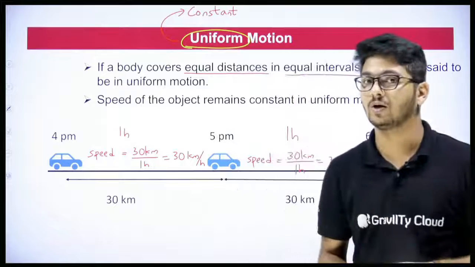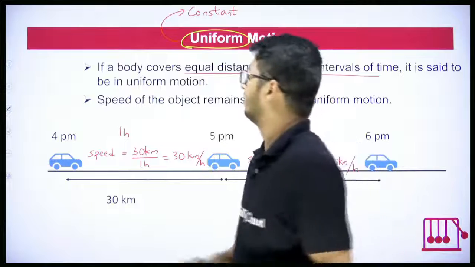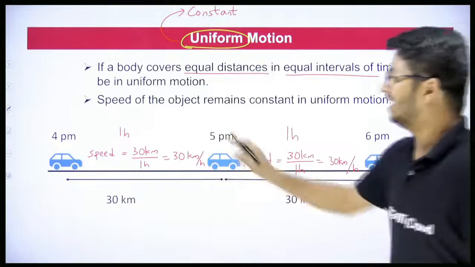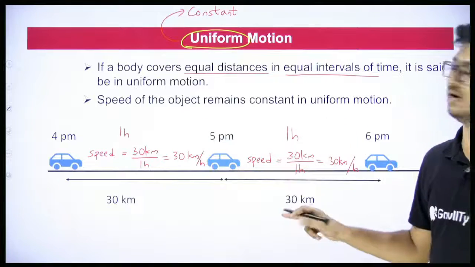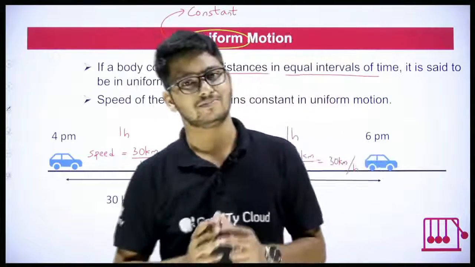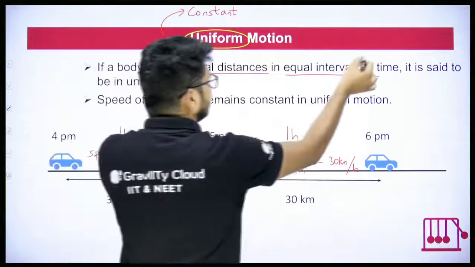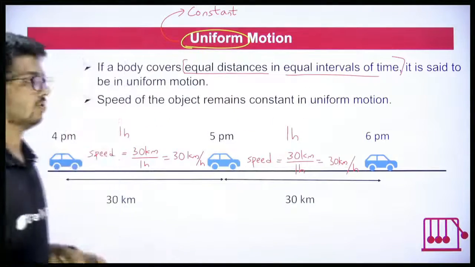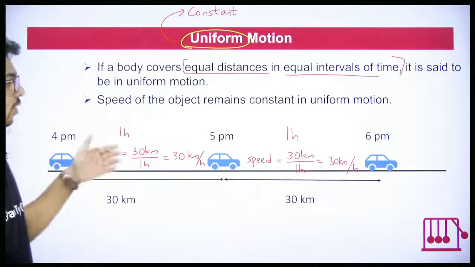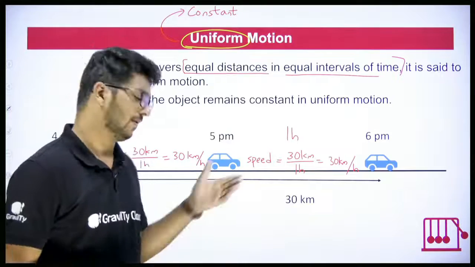The proper definition is what? Equal distances in equal intervals of time. If a body covers equal distances, 30 kilometer, in equal intervals of time, 1 hour, it is said to be in uniform motion. Clear? Good. So here the keywords are important. Equal distances in equal intervals of time. Those are the keywords which define uniform motion. We'll go into other examples and that will make things much more clear for us. Okay?